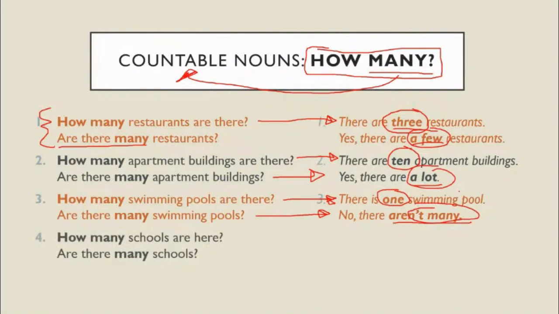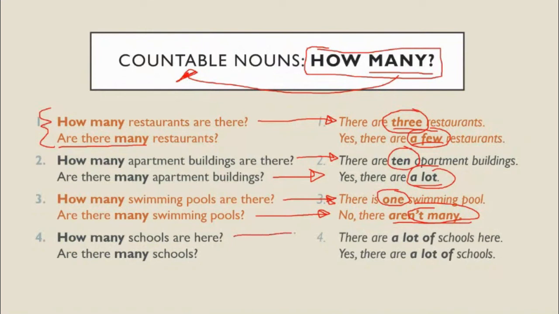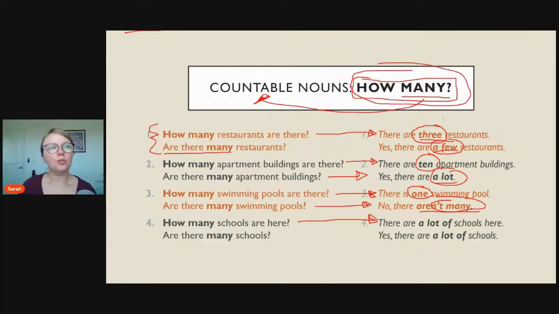Okay, let's take a look at one more example. How many schools are here? Or are there many schools? So this is an example of when we don't have to use a number. We can also answer, there are a lot of schools here, or yes, there are a lot of schools. So remember, with countable nouns, we use how many. And to quantify the nouns, we can use numbers like 3, 10, and 1, or words like a few, a lot, and many. So make sure you can rewind and look at that list.